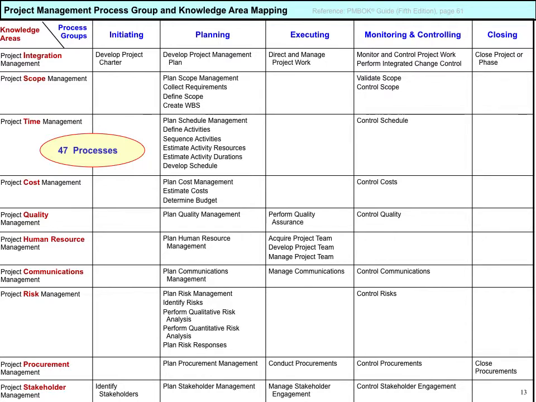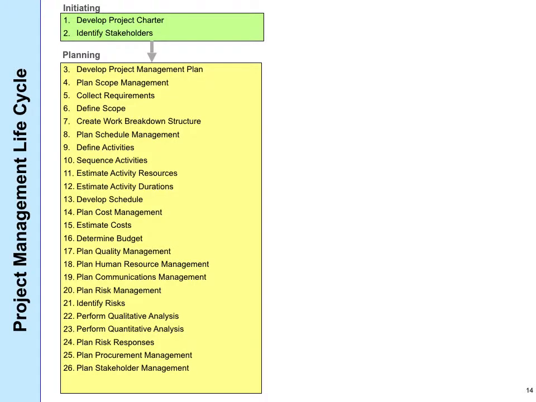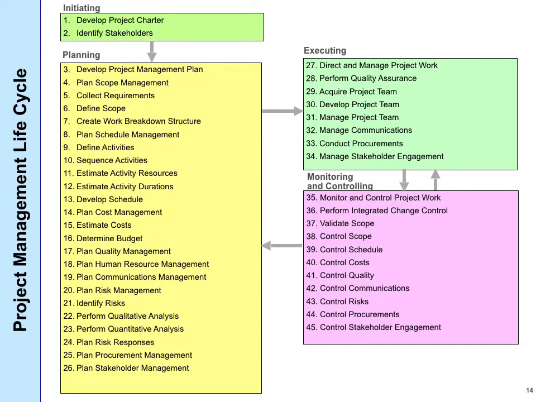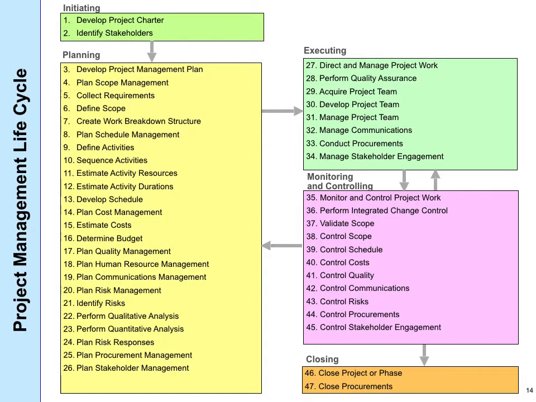If we were to look at this as if it looked like a life cycle, it would look something like this. You've got your 2 initiating processes, you've got about 24 planning processes, then you've got some executing processes, monitoring and controlling processes, and closing processes. So this is a life cycle, but it's what I'll call a project management life cycle because it only talks about project management processes.